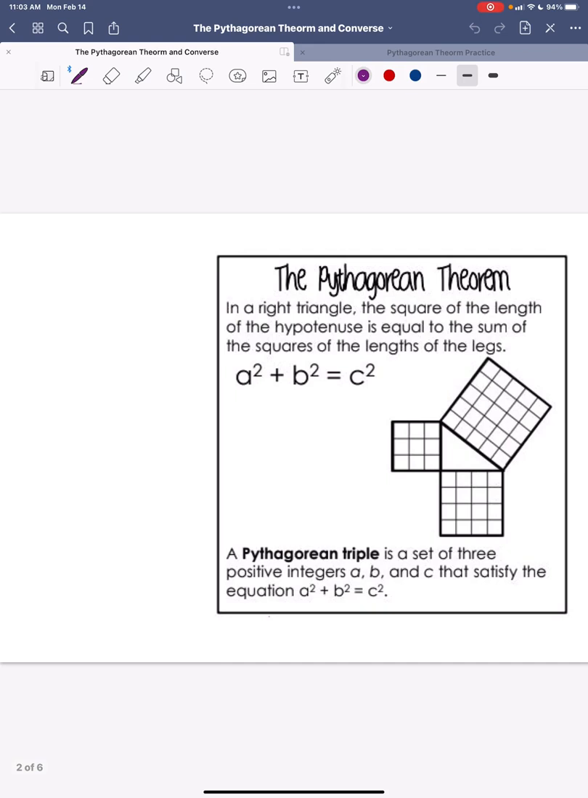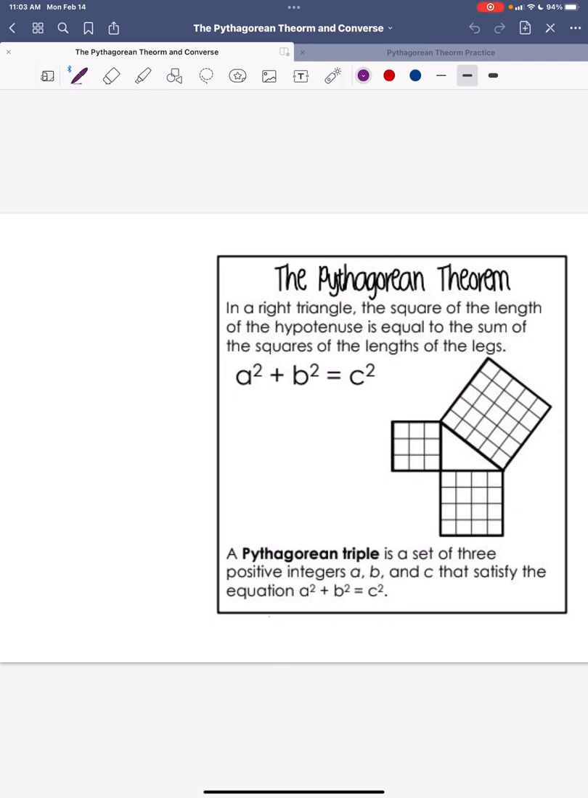So let's take a look at this model here first of all. In a right triangle, the square of the length of the hypotenuse is equal to the sum of the squares of the lengths of the legs.